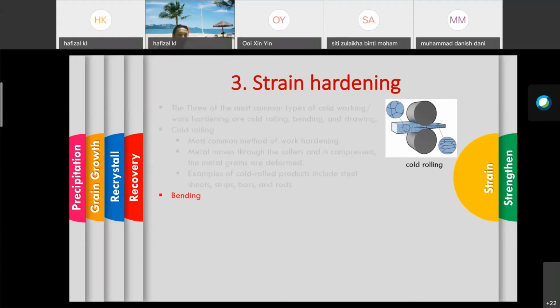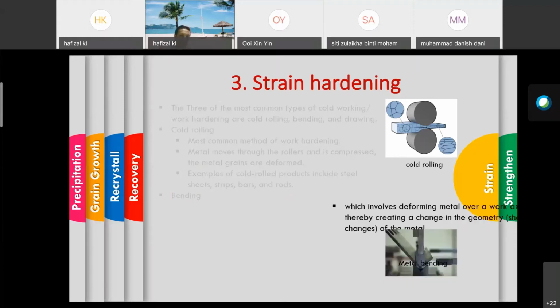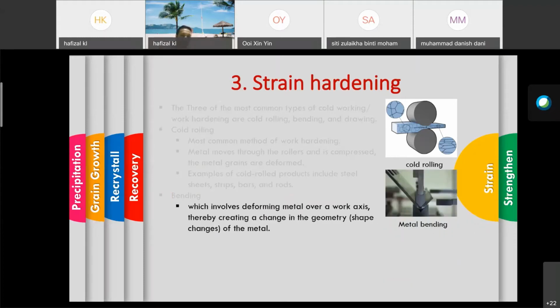So, what about the bending process? Bending is where we deform the metal at a certain position, whereby we introduce force at a certain point, and finally we make a desired shape. In this case, we have the metal sheet, and this force at a certain position will finally produce a bend, like a V shape.